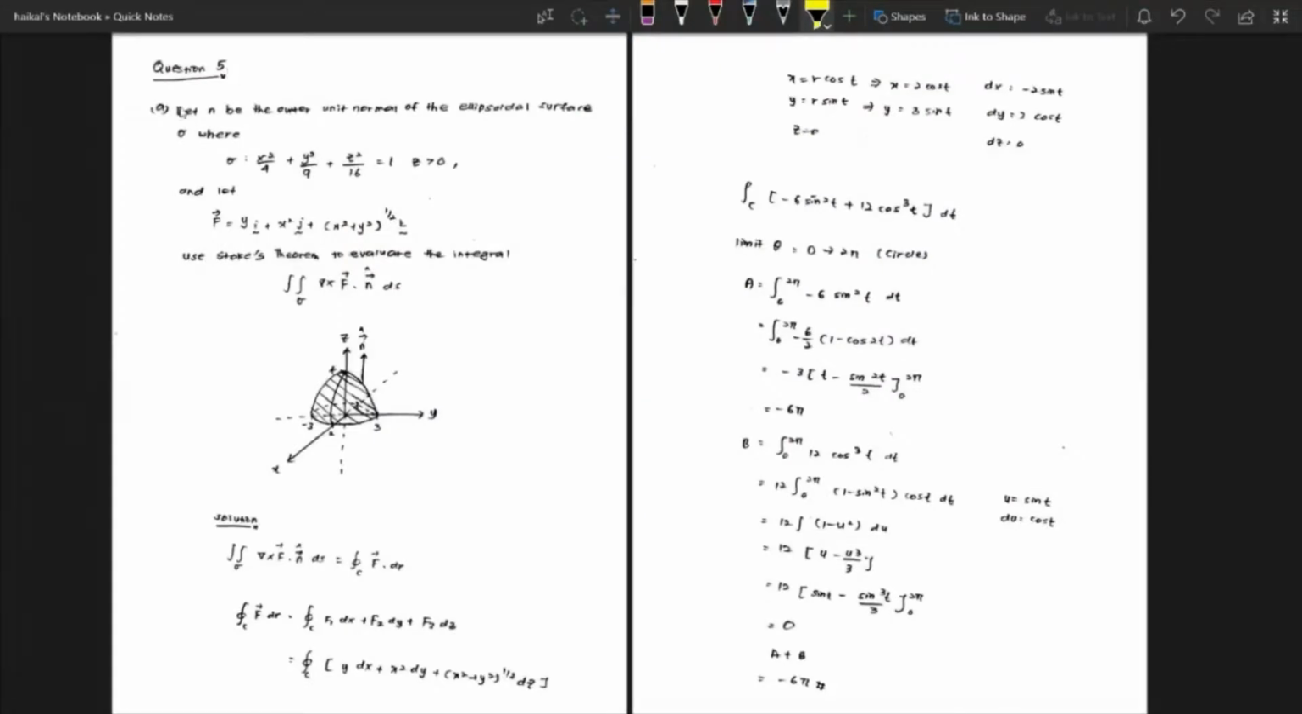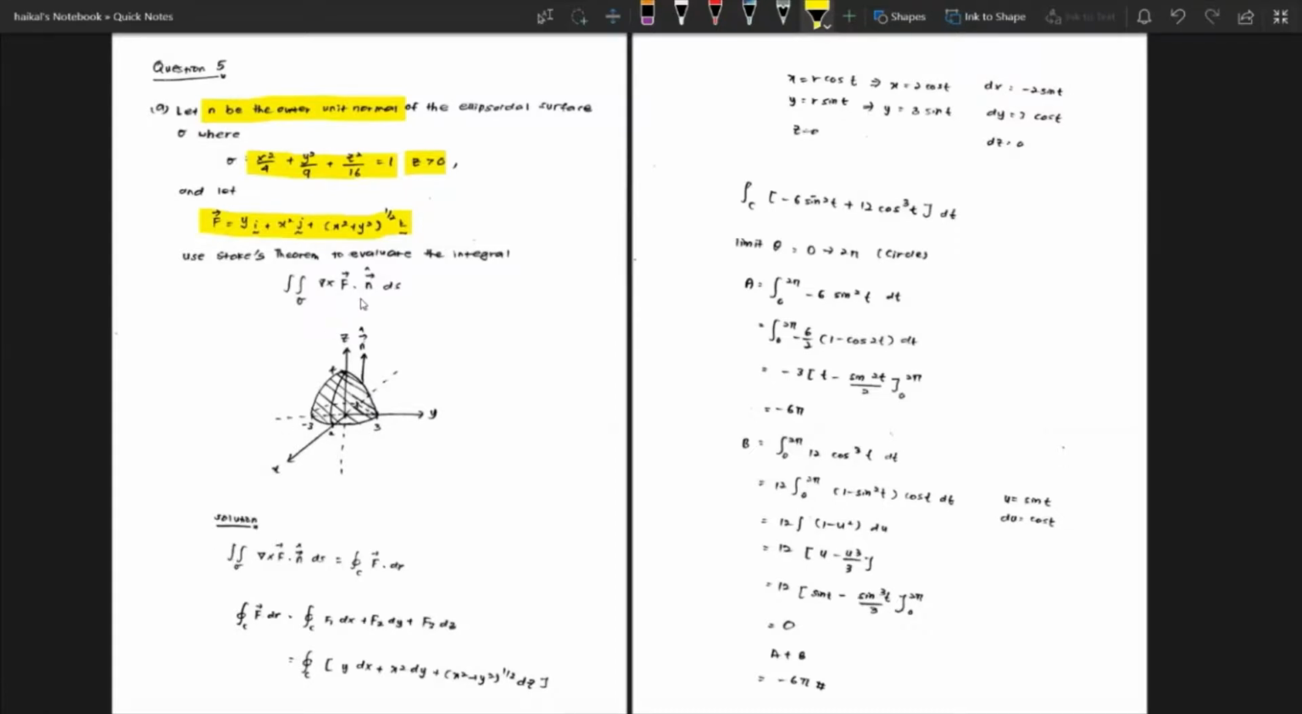Okay, for question 5a, let n be the outer unit normal of the ellipsoidal surface sigma, where sigma is x squared over 4 plus y squared over 9 plus z squared over 16 equal to 1, z greater than 0. And let f equal to y i plus x squared j plus (x squared plus y squared) to the power of half k. Use Stokes' theorem to evaluate the integral. So my sketch is like this, my drawing for the ellipsoid.